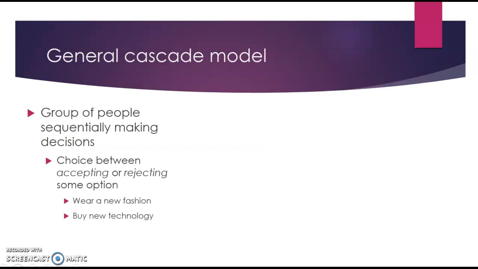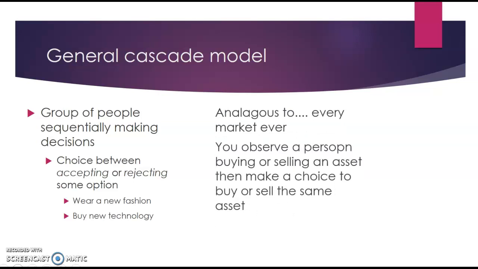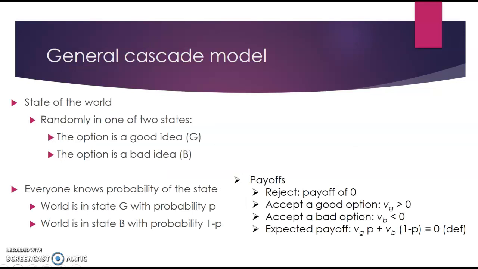Okay, so the general cascade model. How does a cascade form? A group of people make decisions sequentially. So the idea is that you make a choice between accepting or rejecting some previous opinion. You see a fashion trend. Do you decide to follow it? You see a new technology. Do you decide that you need to have it? Analogous to every market everywhere. So you observe a person buying or selling an asset and then make a choice about whether to buy or sell that asset. Does it make sense to do?